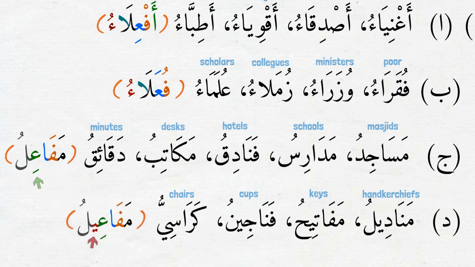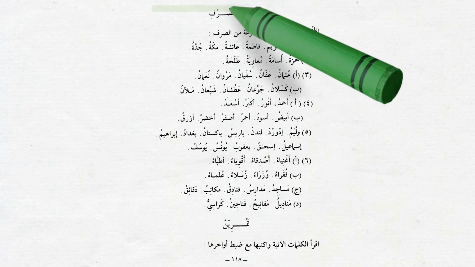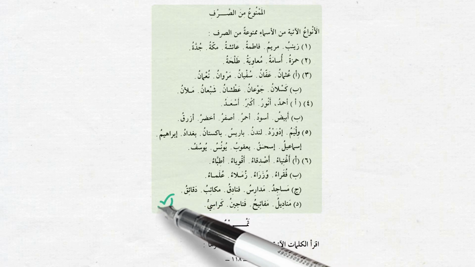So all four of these patterns of broken plurals, أفعلاء, فعلاء, مفاعل, and مفاعيل, belong to الممنوع من الصرف. These are the major groups of ism type words that fall under الممنوع من الصرف. You don't have to memorize them all by heart, but try to get familiarized with them as much as you can. And bookmark this important page of the book so you can come back to this list at any time in the future to look up if you are not sure if an ism is a diptote.